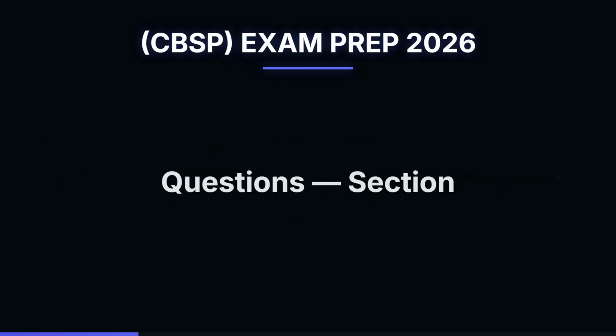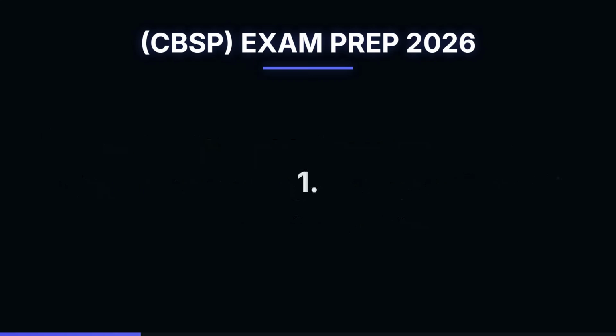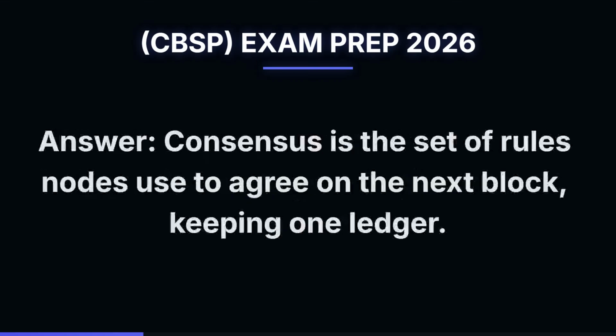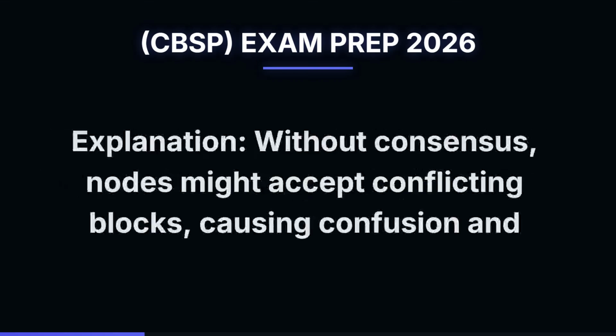Questions, Section 2. 1. What is consensus, and how does it help the blockchain maintain one true ledger? Consensus is the set of rules nodes use to agree on the next block, keeping one ledger. Without consensus, nodes might accept conflicting blocks, causing confusion and possible fraud.